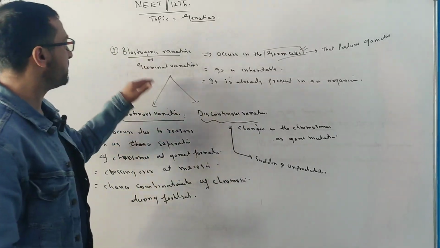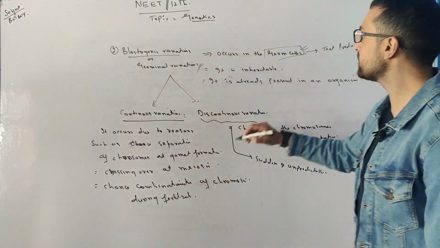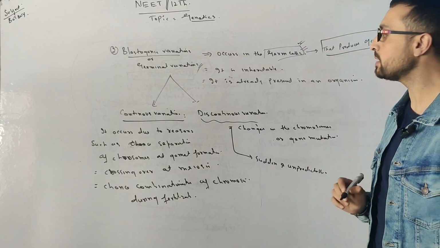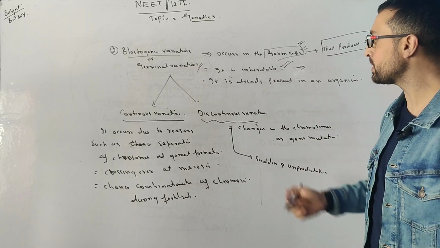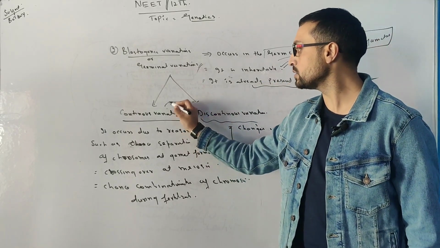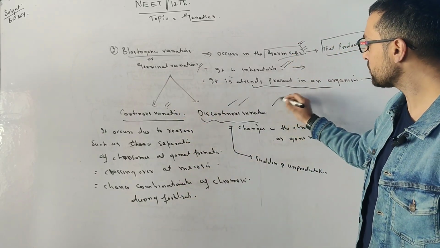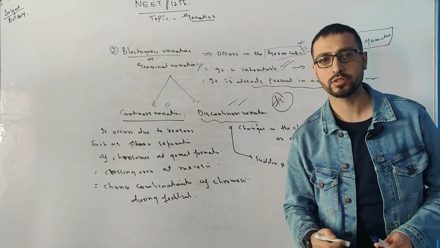So this was all about the blastogenic variation. Blastogenic variation is also called germinal variation. It occurs in the germ cell. A germ cell is any biological cell that produces the gametes. It's inheritable, meaning it gets transferred from parents to the offsprings. It's already present in an organism. It's of two types, continuous variation and discontinuous variation. I have talked about the continuous variation and I have told you about the discontinuous variation, and tomorrow we will talk about the importance of the variations. Thank you very much.